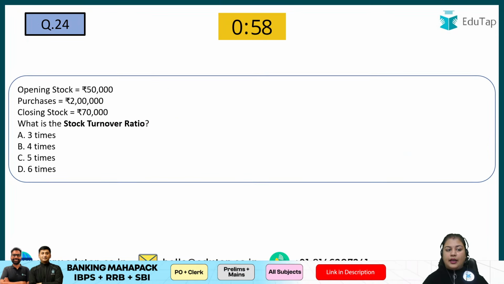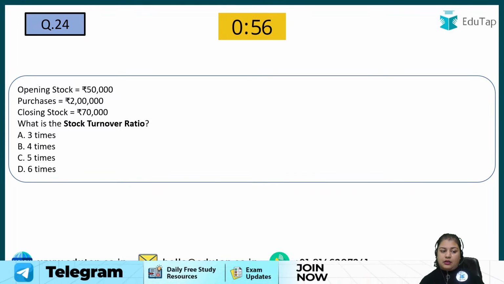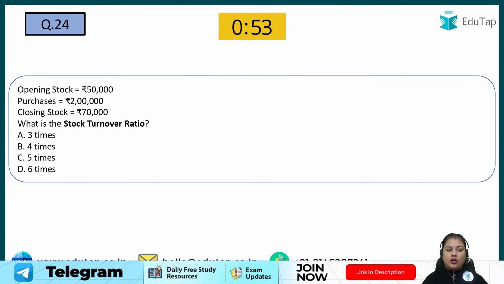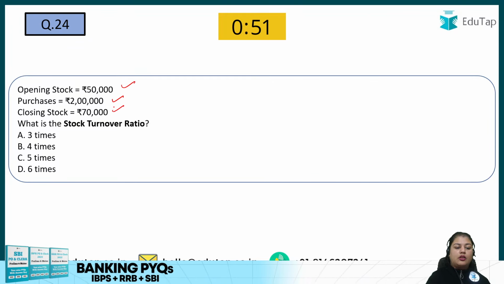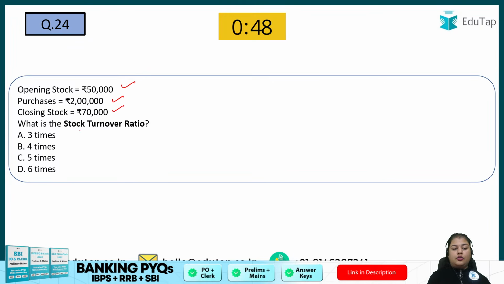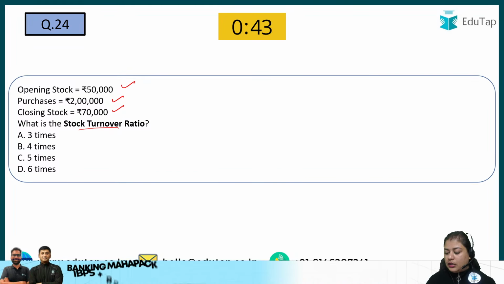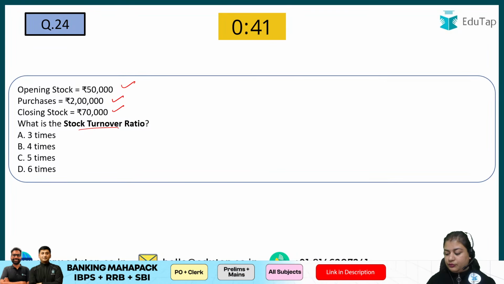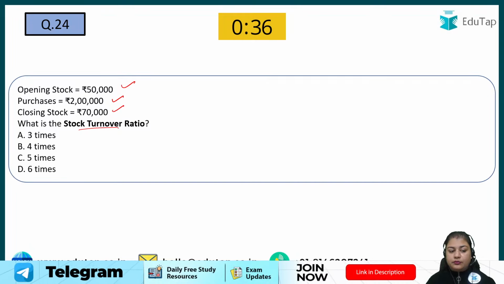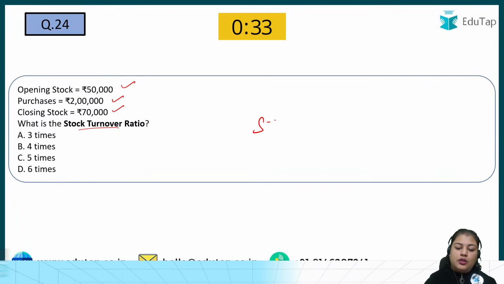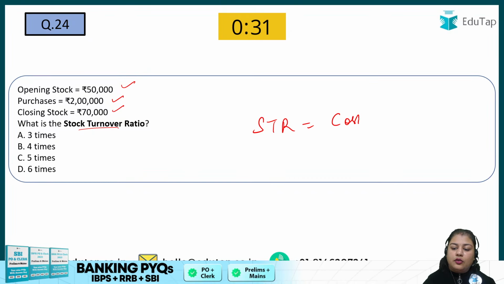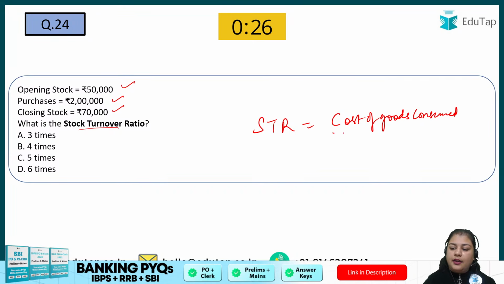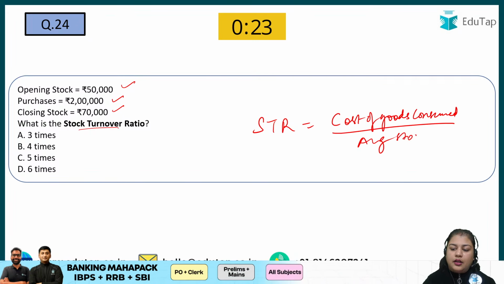Question number 24. Again, this is a numerical based question. Now, please pay a little more attention. Opening stock is given to you, purchases and closing stock are given to you. Stock turnover ratio you have to calculate. What is the formula for stock turnover ratio? It is cost of goods consumed divided by the average stock, right?